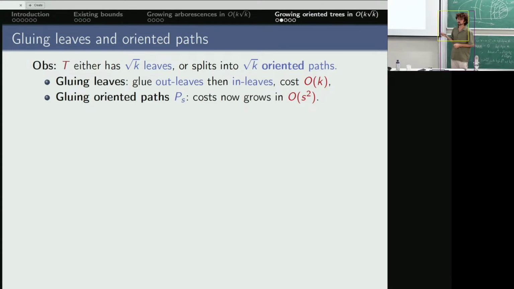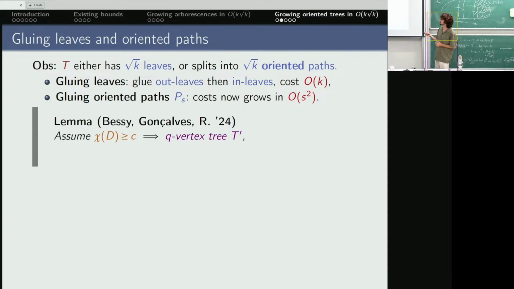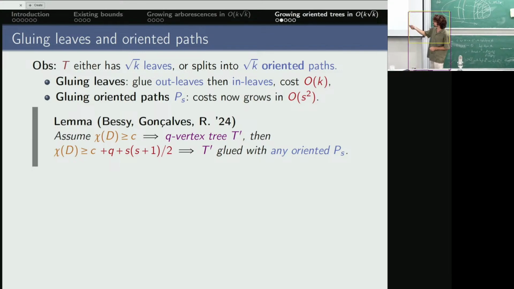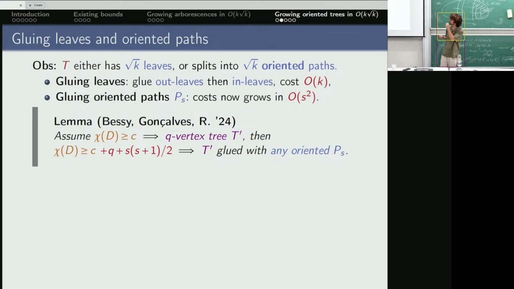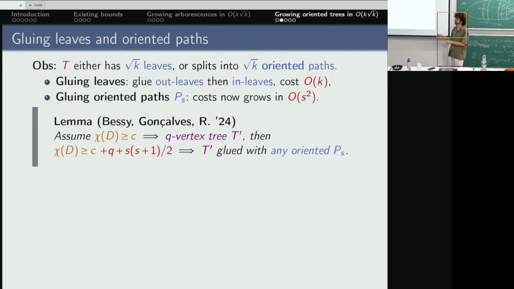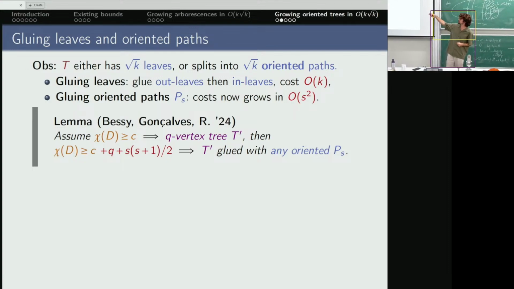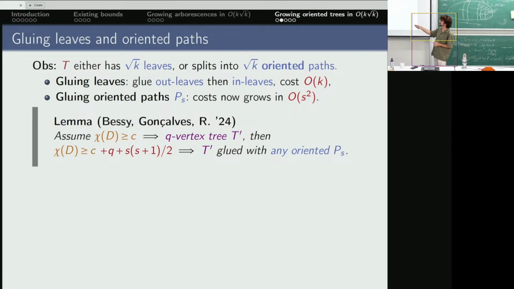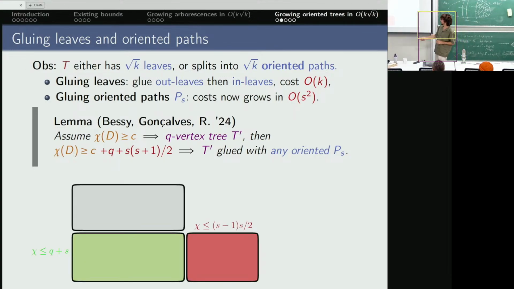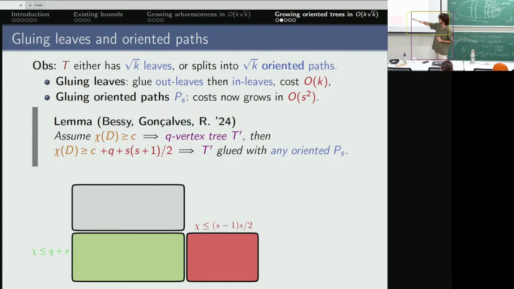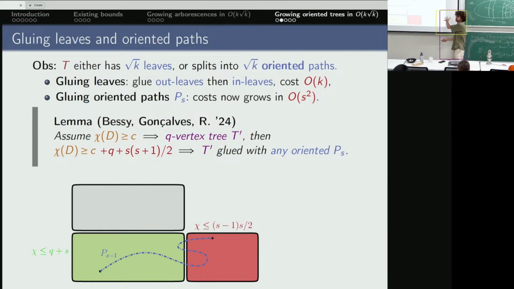So you can't do this with our previous lemma, but actually we have an improved, a worsened lemma that says by paying chromatic number quadratic in the size of the path, you can glue any path of length S. So if you have a bound of C for Q vertex tree T, by paying C plus Q plus S squared, you get T prime glued with a path of length S. This works a bit in the same way. I will not show it fully, but you have some maximal DAG, you have a buffer, and the buffer ensures that you can extend your path.